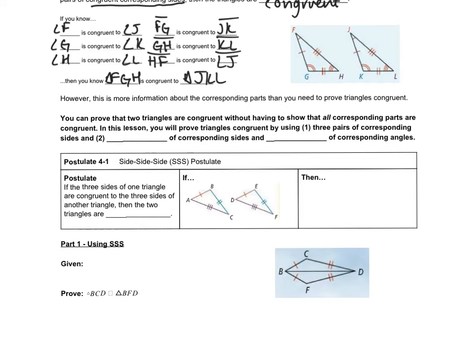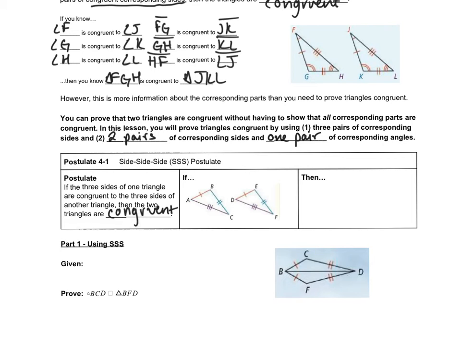In this lesson, you will prove triangles are congruent by using the first postulate, three pairs of corresponding sides, and then in the second postulate, we'll have two pairs of corresponding sides and one pair of corresponding angles, okay? So look at postulate 4.1, side, side, side. SSS, okay? That is what the acronym SSS means, side, side, side. So in the side, side, side postulate, it states that if three sides of one triangle are congruent to three sides of another triangle, then the two triangles are congruent.